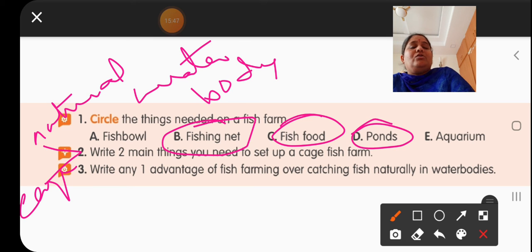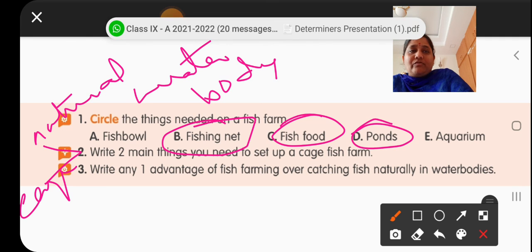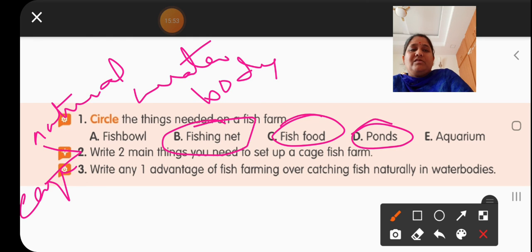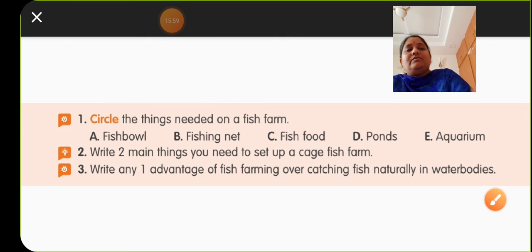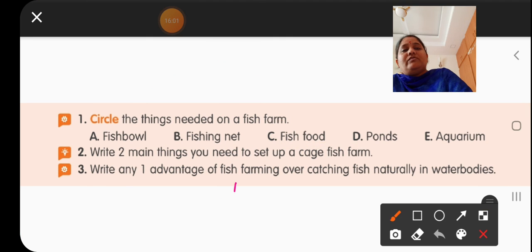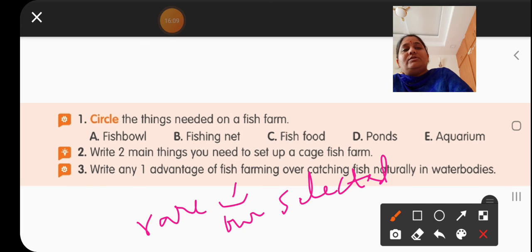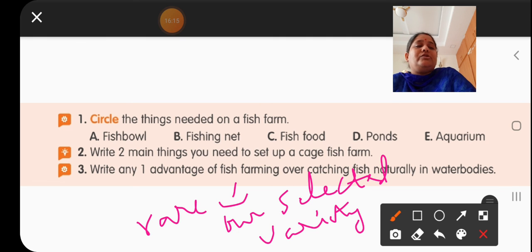Okay. Now the third question: write any one advantage of fish farming over catching fish naturally in water bodies. The first and foremost advantage of fish farming is that we can rear our selected variety of fishes. It is the first and foremost advantage of fish farming over catching them in natural water bodies.